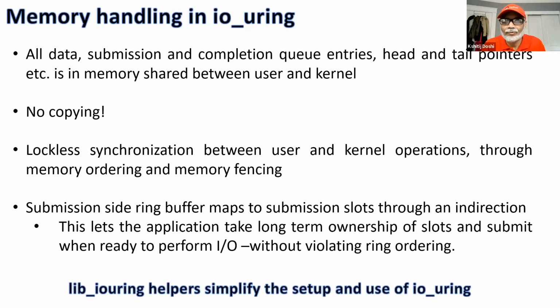Now let's just talk very briefly about memory handling in io_uring. All of these data structures that we just walked through, the submission queues, the completion queues, and whatever data buffers they refer to, are all placed in an area of memory that is shared between user and kernel. As a result, there is no need to do any copying through io_uring. And there's also lockless synchronization between user and kernel operations, largely done by performing memory ordering and fencing at the boundaries of these IO operations, or essentially at the boundary of the submit and completion operations.